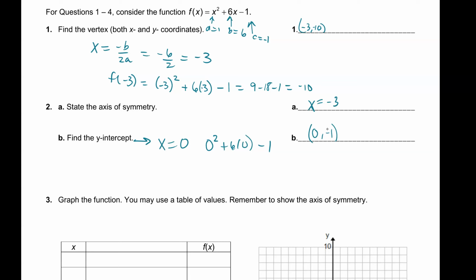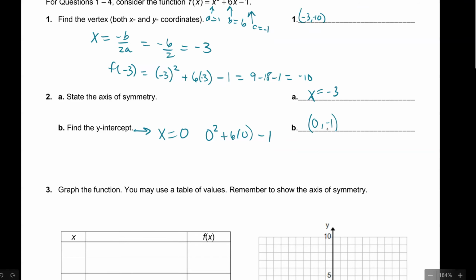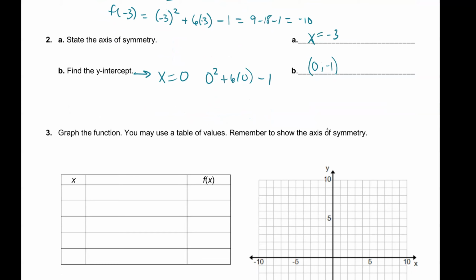It must be a coordinate. The intercepts are coordinates. You must have x comma y. And whenever you write a coordinate, it's always x first, then y. For axis of symmetry, we do -3, 0. Axis of symmetry, axis is a line, so it's x equals negative 3.